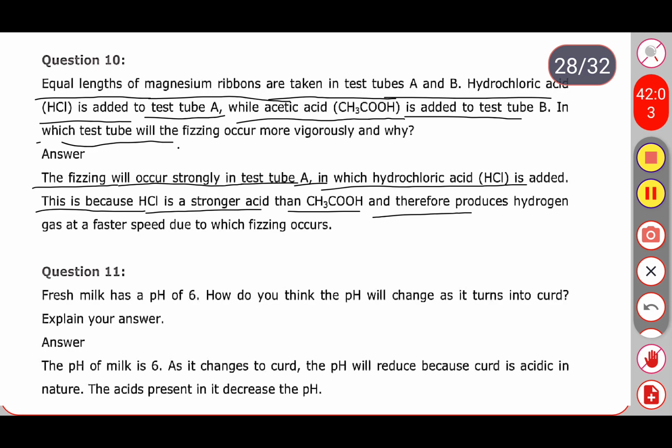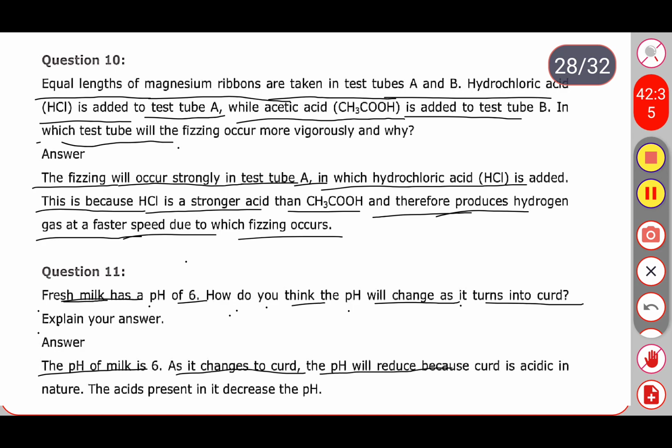Fresh milk has a pH of 6. Why do you think the pH will change as it turns into curd? So the answer is, the pH of milk is 6. As it changes to curd, the pH value will reduce because curd is acidic in nature. Therefore, the acids present decrease the pH. Next one, see the next question.